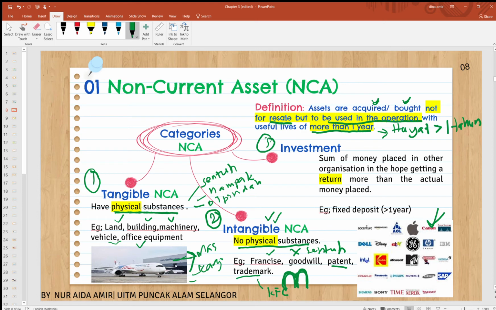Next is investment. Okay, investment pula is a sum of money placed in one organization in the hope of getting a return from them. Return more than the actual money placed. Contoh macam fixed deposit. Okay, paling contoh lah, you boleh nampak, paling nampak contoh ialah ASB.